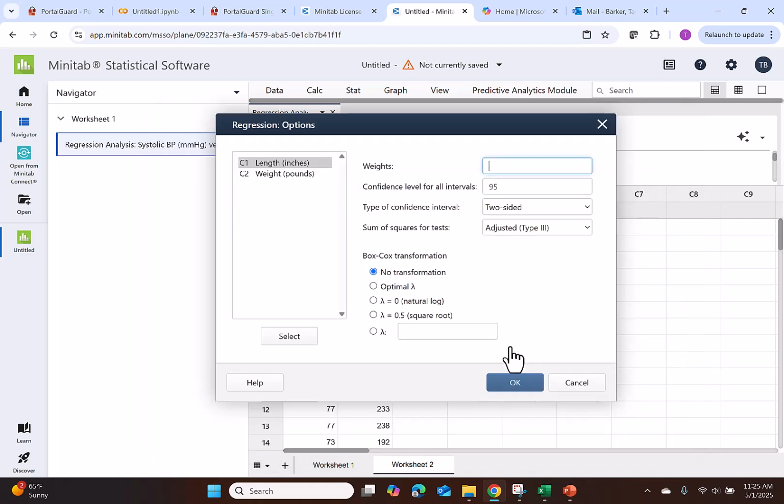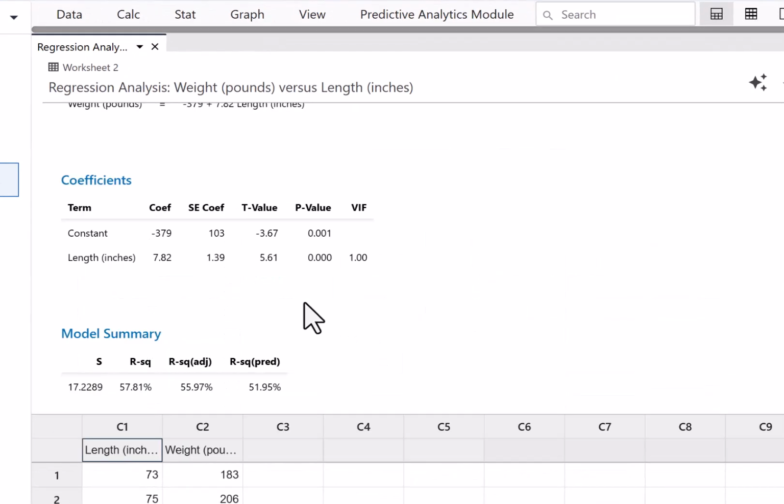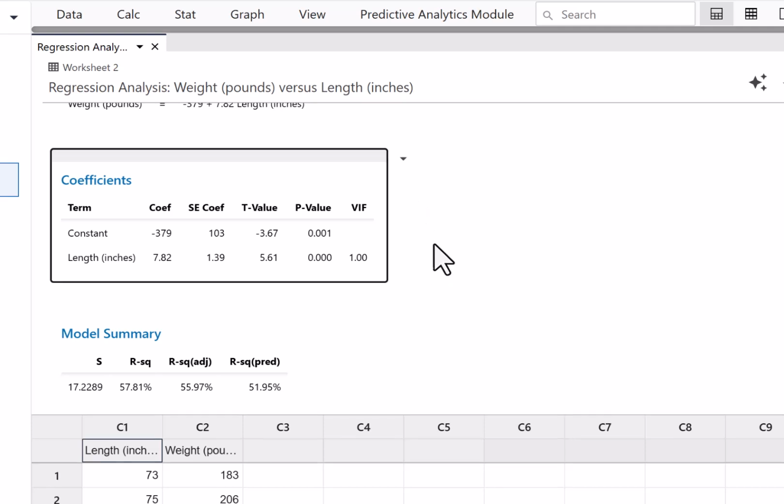Let's go back to our options, and this time we are asked to test at the 1% level. This means I put in a confidence level of 99. We're keeping it as two-sided, and now we say OK and OK. Our summary of values again gives us a large t-value of 5.61, which means we still have a really small p-value.